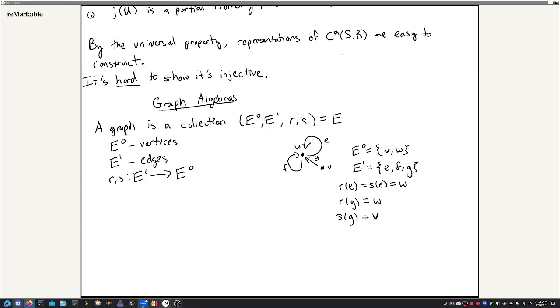And you can think about paths in a graph just by composing edges together. And then it's easy to remember which set is the vertices and which set is the edges, because the exponent is just the length of the path. So vertices are paths of length 0, edges are paths of length 1.